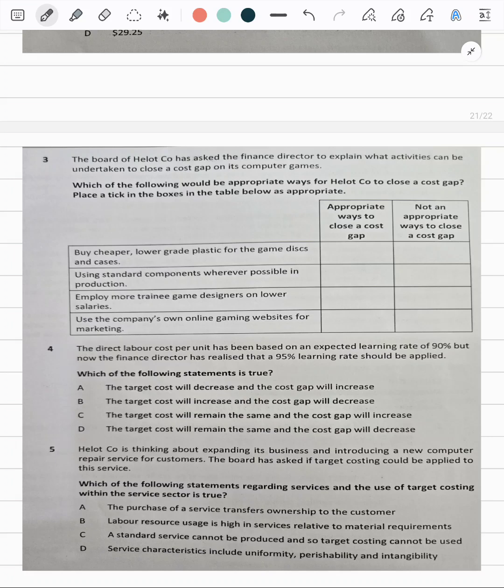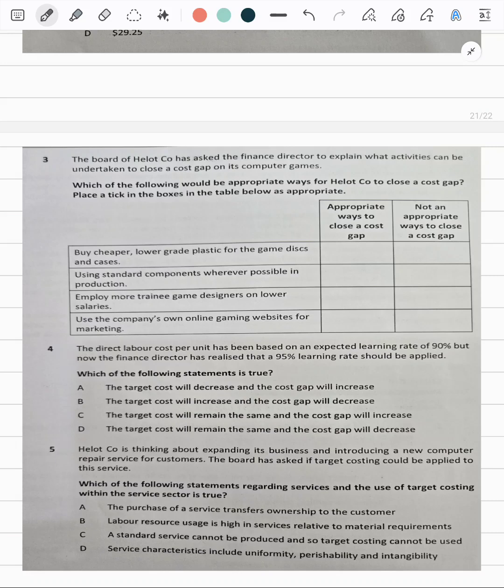The board of HELOT has asked the finance director to explain what activities can be undertaken to close the cost gap on its computer game. So buying cheaper, lower grade plastic for the game disc cases. Is it the way to reduce cost gap? Okay, we'll assess later on. Let us read all the options. Using standard components wherever possible in the production. Definitely yes, it can be.